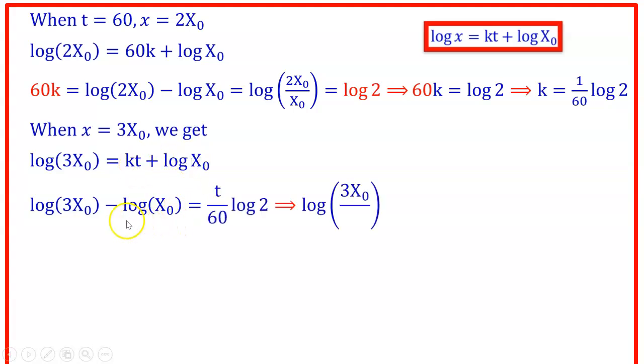Take this log of x0 to the left hand side. Substitute the value of k. What is the value of k? 1 upon 60 log 2. Log of 3x0 minus log of x0 means what? Log of 3x0 upon x0.